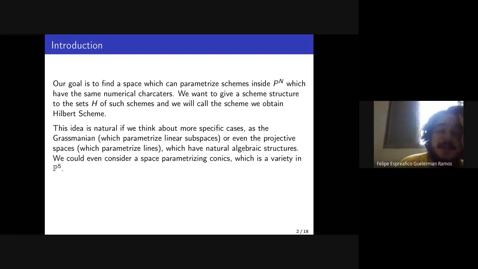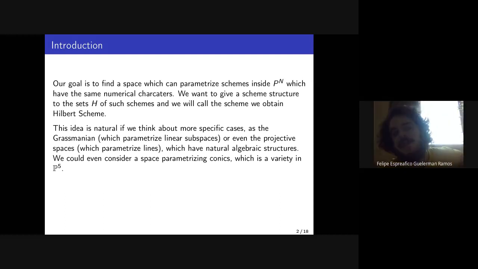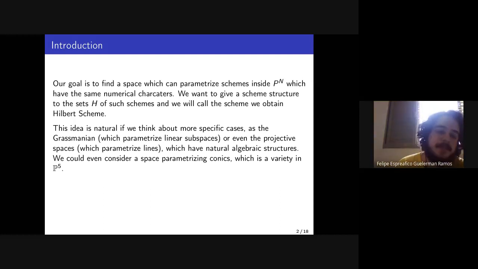So this is a natural idea because we have some specific cases like the Grassmannian parameterizing linear subspaces, which are similar schemes inside Pn already, or the projective space, which parameterizes lines, which is a specific case of a Grassmannian. And for example, we could even consider the space that parameterizes conics that Hussein even spoke a bit about in his lecture, which is actually P5.